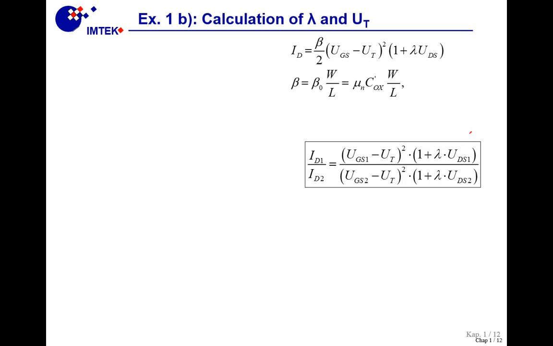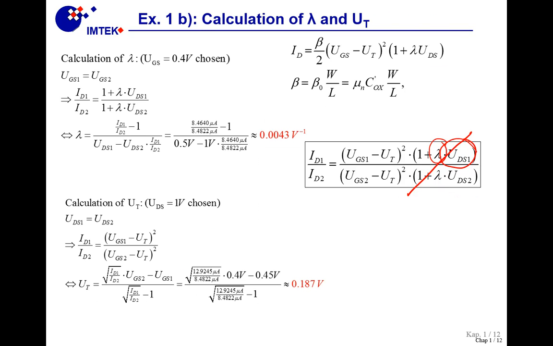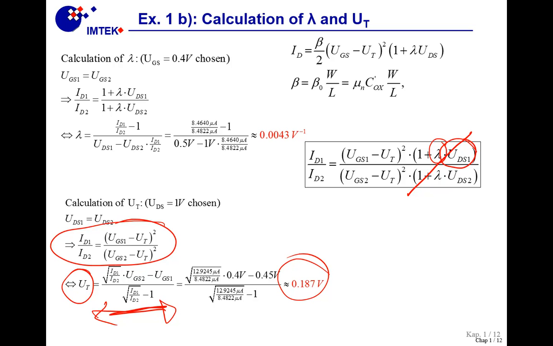That would mean that I can cancel this whole equation because my UDS is constant, my lambda is constant, and of course, 1 is a constant. So I cancel these 2 terms, similar to what we did before. And we end up with this equation here. From this equation, we now solve to get UT, the threshold voltage, and you end up with this formula here. And we end up with a value of 0.187.